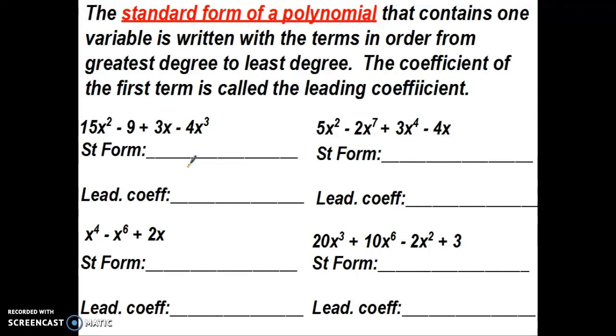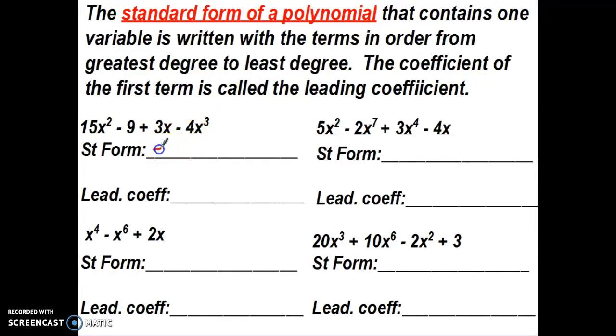All right, the standard form of a polynomial that contains one variable is written with the terms in order from greatest degree to least degree. The coefficient of the first term is called the leading coefficient. So basically, they want us to write this in standard form. Standard form, when we're talking about polynomials, leads off with the term with the greatest degree. So this degree is 2, this is 0, this is 1, this is 3. So 3 is greater than 2, which is greater than 1, which is greater than 0.